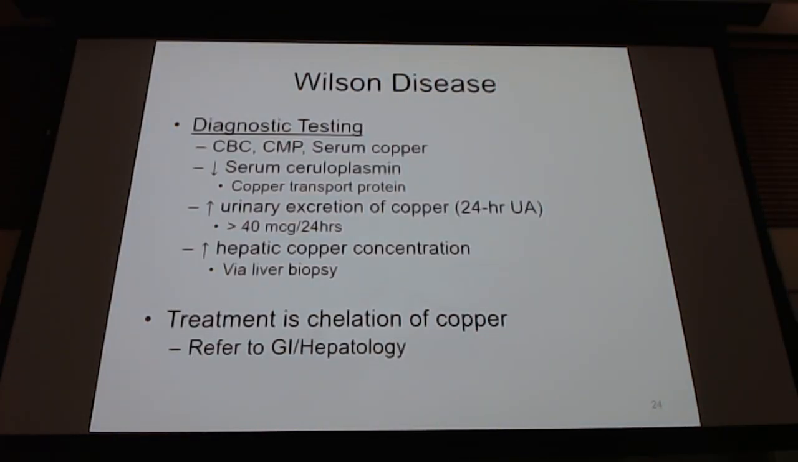Diagnostic testing wise, let's get a CBC, CMP, and serum copper. I'm going to tell you right now, very important is going to be that serum ceruloplasmin. That's going to be your dead giveaway. We should also see an increase in urinary excretion of copper with a 24-hour urine collection. Then they can do a liver biopsy to see the concentration within the liver. Chelation of copper is how they take care of that, with referral to GI hepatology.